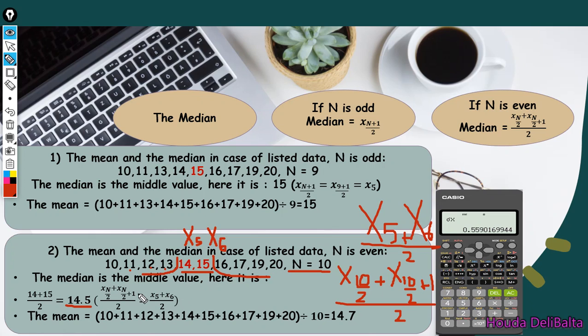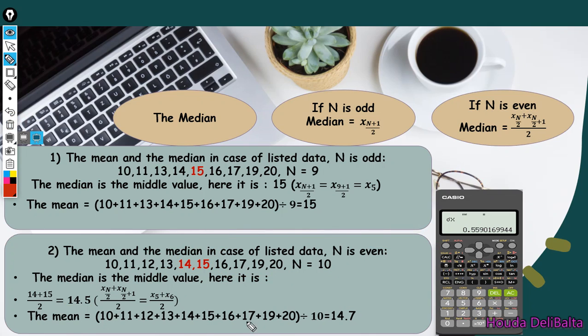Okay, so that means that 50% of the values are less than or equal to 14.5 and 50% are greater than 14.5. Now, according to the mean, as we did above, the mean here is just to add all of these values and divide by their total number, which is 10 here. The sum of all of these is 147. Divided by 10, it is 14.7. Also here, the mean is not one of the values. It's just a value in between them, and that's logical.